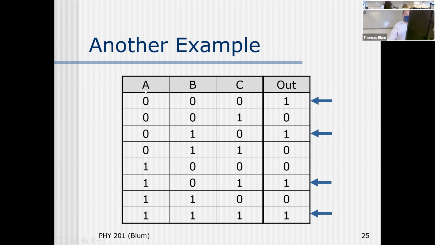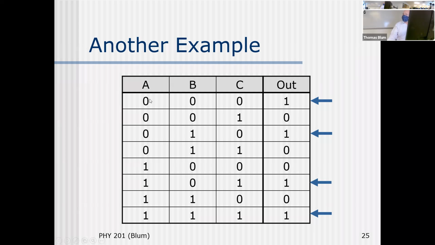Do I have a truth table? Yes. I have A, B, and C as my inputs. I have all the possible combinations. I have outputs. And I'm going to take the outputs that are true and write expressions for them. So what's the expression for this first one? A prime, B prime, C prime.